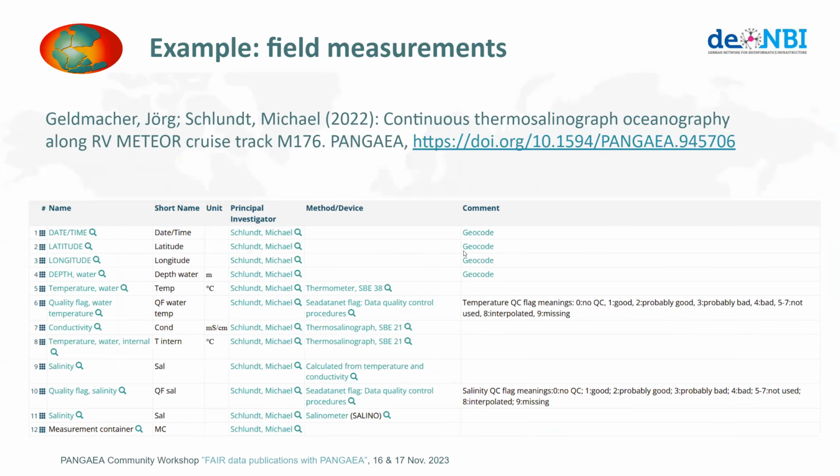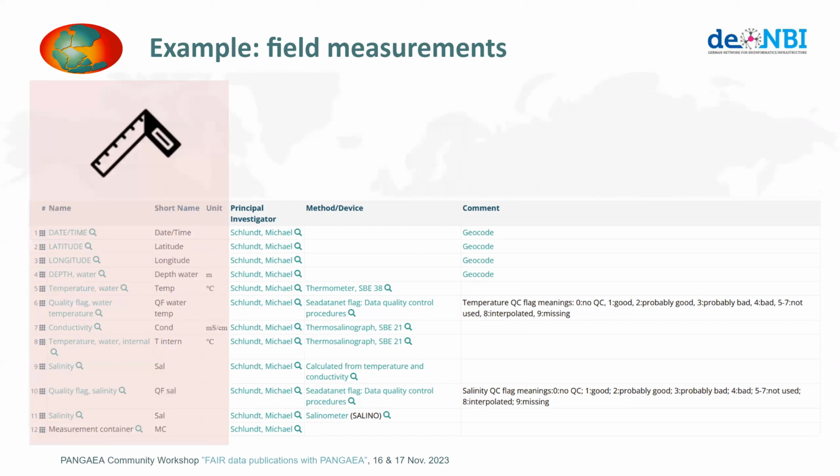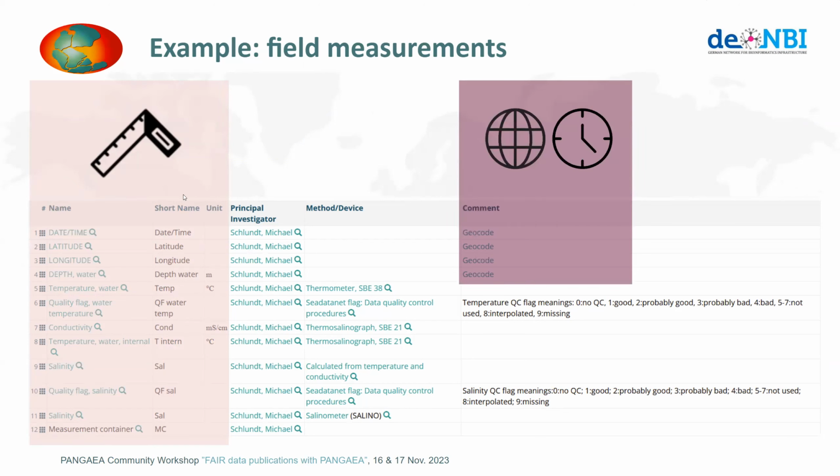So let's focus on the parameter table and what types of metadata are in here. So there is the parameter long name and short name, and the unit. So that's the what. There is a geocode. So that's giving you the where and the when. So that's here in date, time, latitude, longitude, and depth.